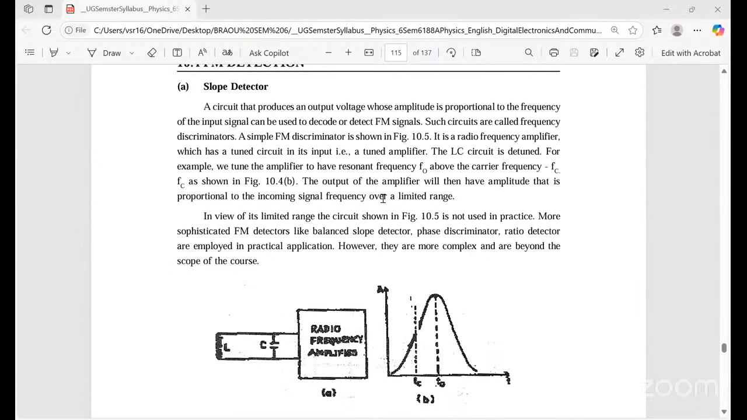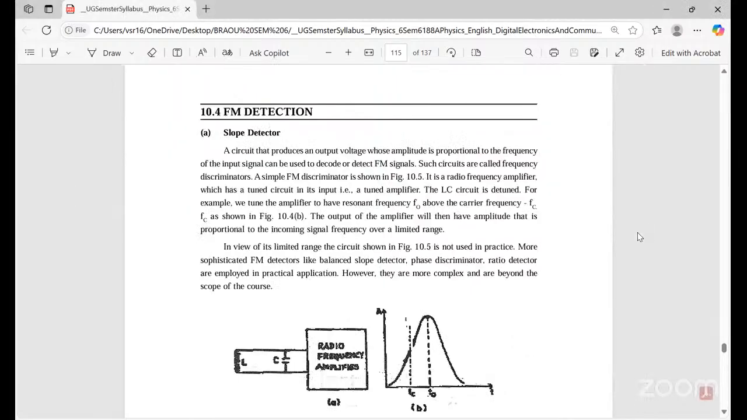Next is the FM detection. So slope detector. The circuit which produces an output voltage whose amplitude is proportional to the frequency of the input signal can be used to decode or detect the frequency modulation signals. So these are called the frequency discriminators. And this is a simple FM discriminator here. LC tank circuit is there. Radio frequency amplifier is there. So this is the graph which is indicating.